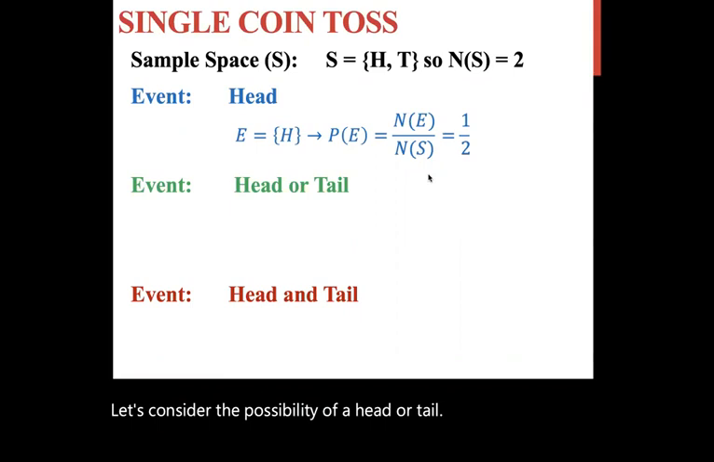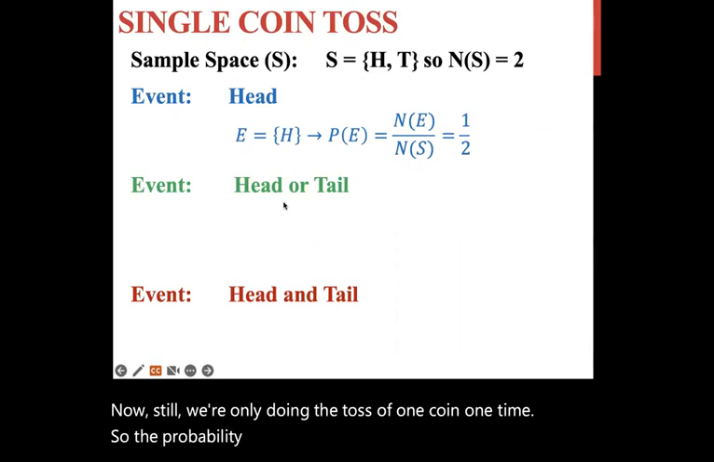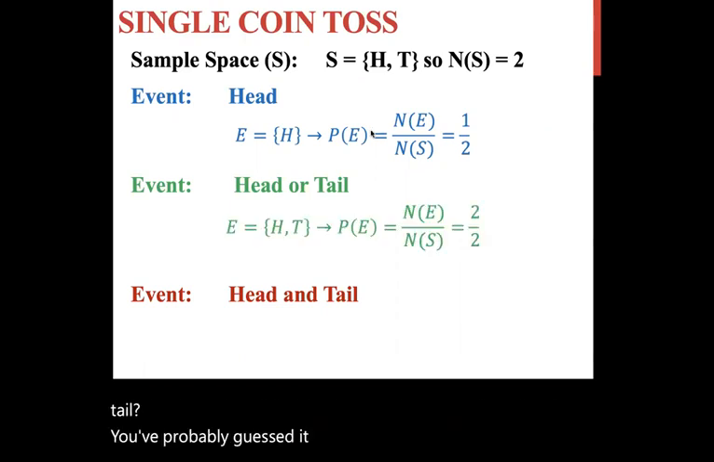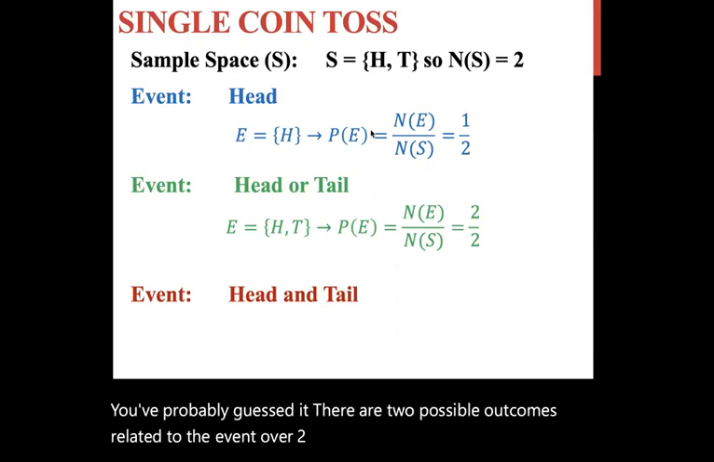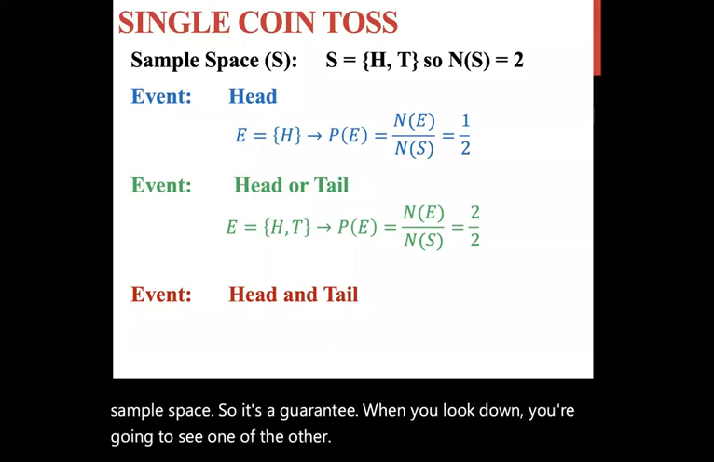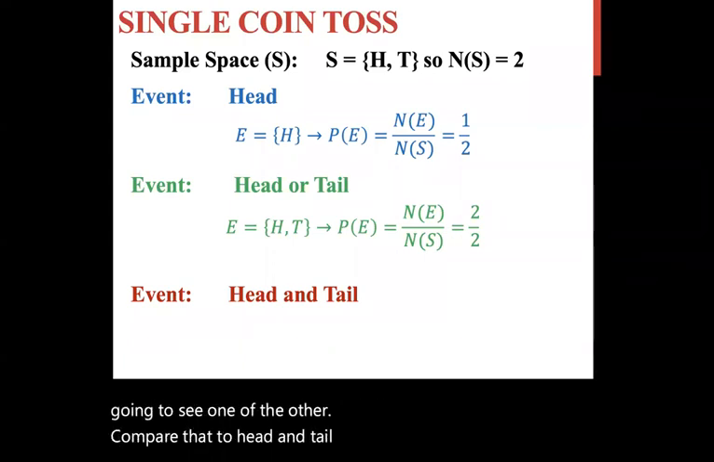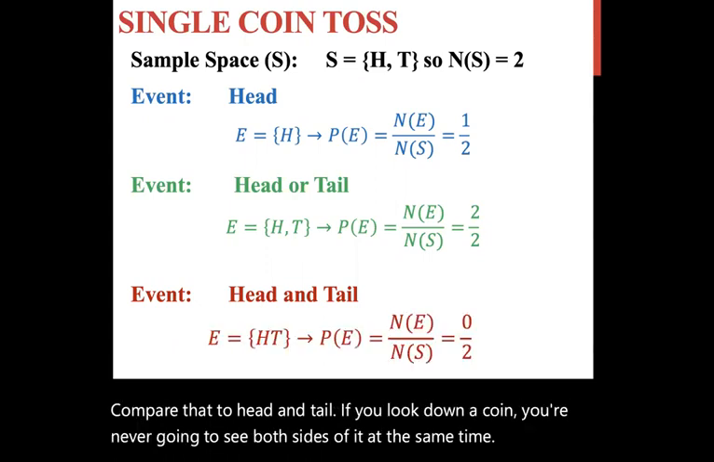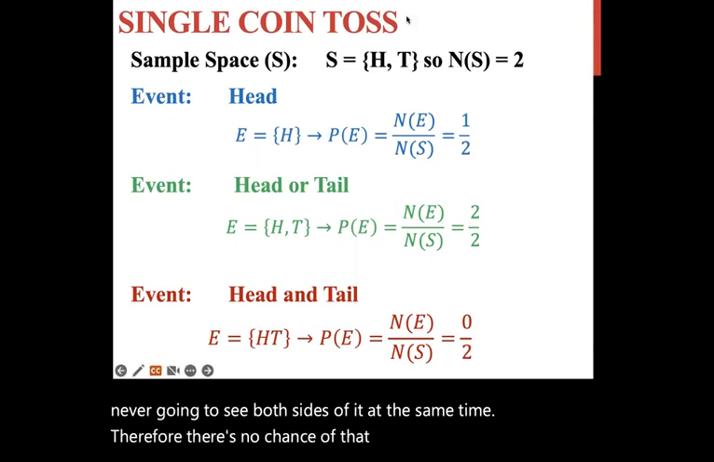Now let's consider the possibility of a head or tail. Now still, we're only doing the toss of one coin one time. So the probability of head or tail, what is that going to look like? Well, what's the chance of looking down and seeing either a head or a tail? You've probably guessed it. There are 2 possible outcomes related to the event over 2 possible outcomes in the entire sample space. So it's a guarantee. When you look down, you're going to see one or the other. Compare that to head and tail. If you look down at a coin, you're never going to see both sides of it at the same time. Therefore, there's no chance of that happening, which means it's impossible.